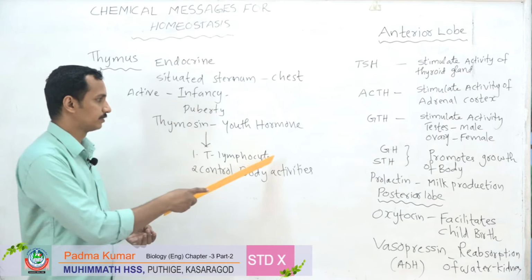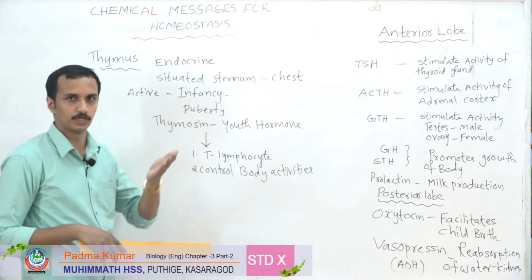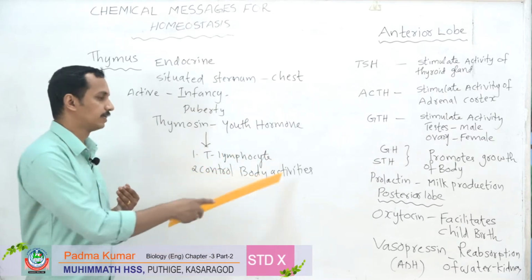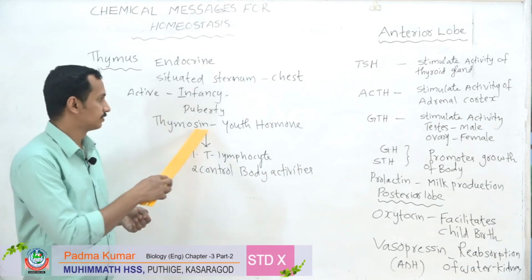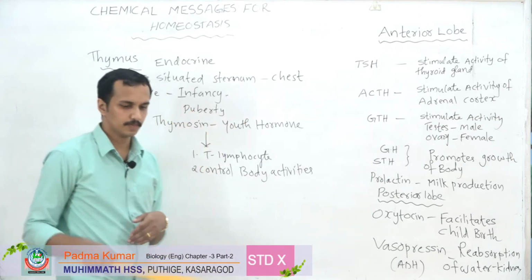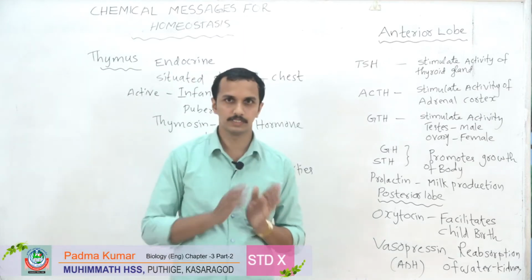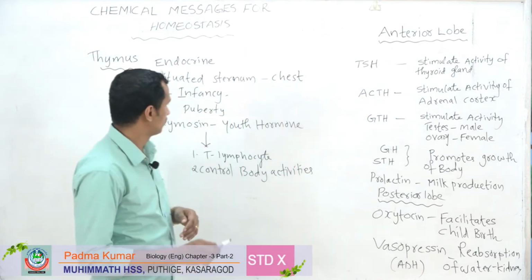There are two functions performed by this gland. What are they? Maturity of T lymphocyte, and they control body activity. What is the hormone name? Thymosin. It is also called the youth hormone. So this is about our thymus gland.